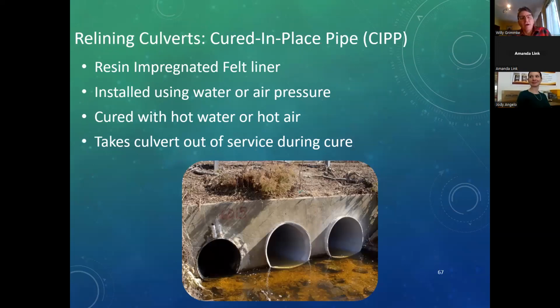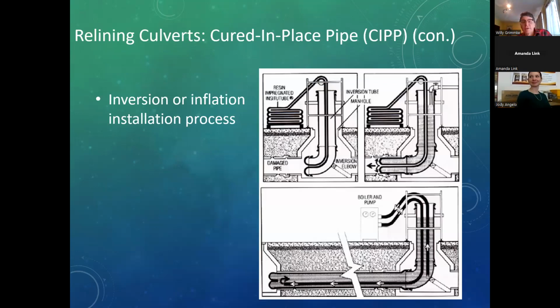And then relining cured in place pipe, which is basically a felt liner that's impregnated with an epoxy resin. And it's installed using water or air pressure, and then either hot water, steam, or hot air cures that in place. But you will take it out of service during installation, but you'll have a new, basically plastic pipe inside.